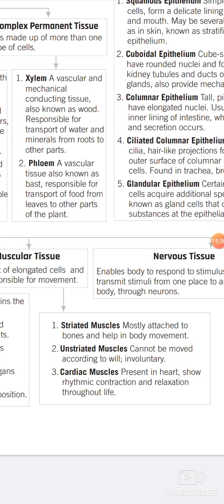Now second is unstriated muscles that cannot be moved according to will. They are also called involuntary muscles. For example, our heart muscles. If we want to stop our heart muscles, can we stop them? Of course not. So such muscles or tissues are called involuntary muscles. And the last is cardiac muscles, which are mainly present in the heart, and the main function of the cardiac muscles is to show rhythmic contraction and relaxation throughout life. And we all know that contraction and relaxation is very required for the heart to pump out the blood.